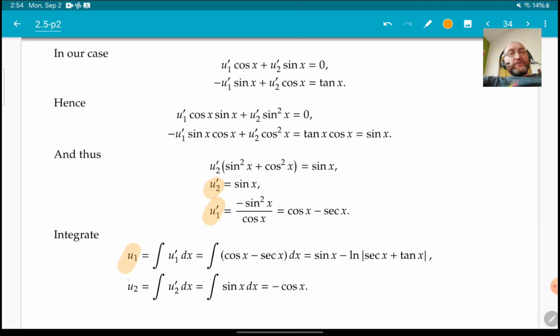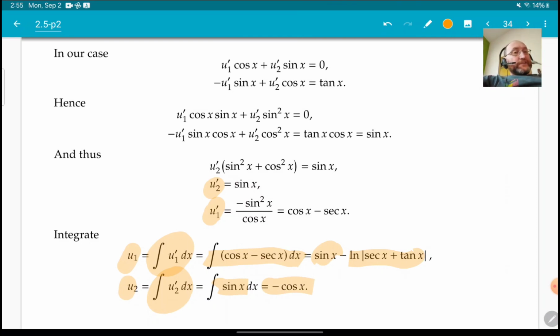If we want u1 and u2, we need to integrate, right? And we just do the integration. It's just calculus, so we just find antiderivatives. The antiderivative of cosine is sine. The antiderivative of secant is this guy over here. There's a bunch of different ways of writing that, if you remember, but let's write it like this. So that's our u1. Maybe it's a little complicated, but oh well, that's what it is. u2 is just the antiderivative of sine, so it's minus cosine. That's a little nicer, right?